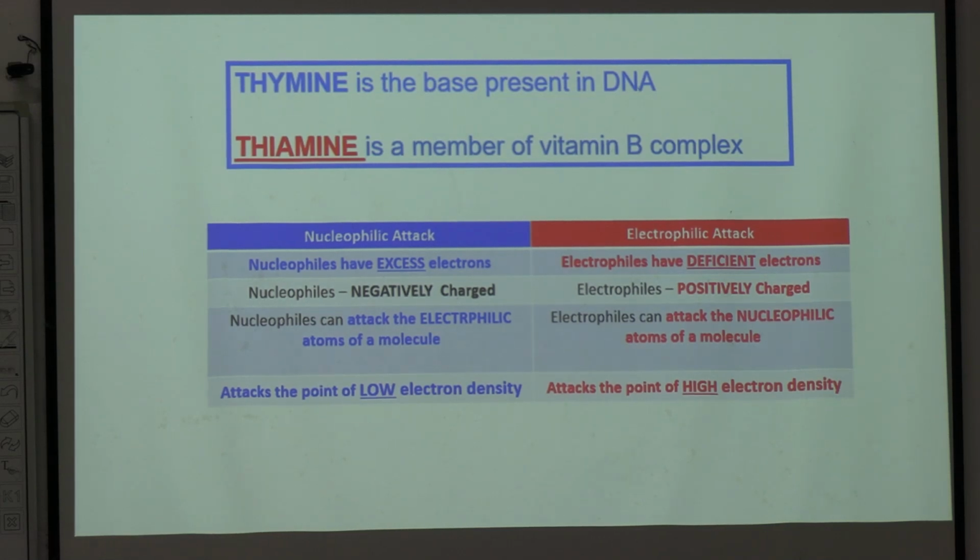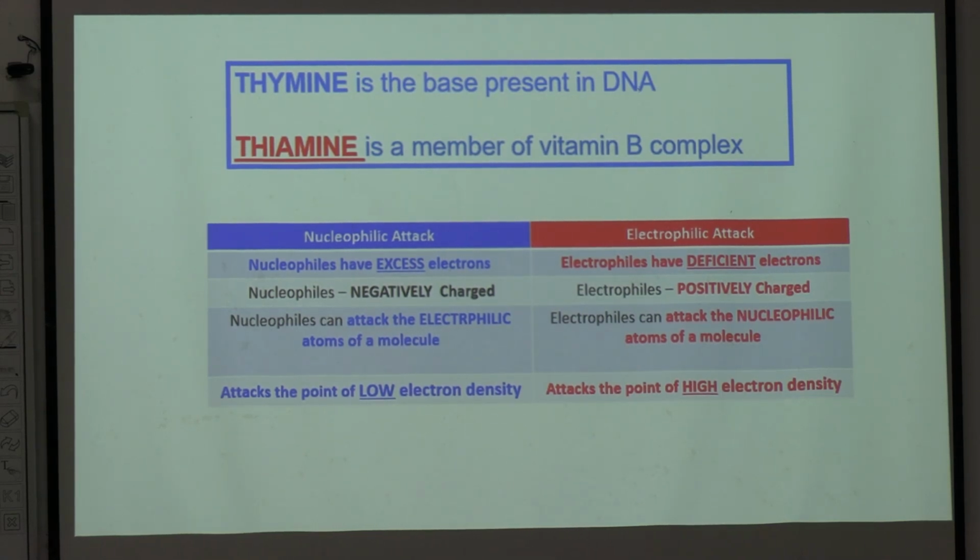One small mistake you may commit: thymine is basically the base present in the DNA, but thiamine is a vitamin B complex. It belongs to the vitamin B complex. So note down the spelling. This might be one question, also an MCQ.